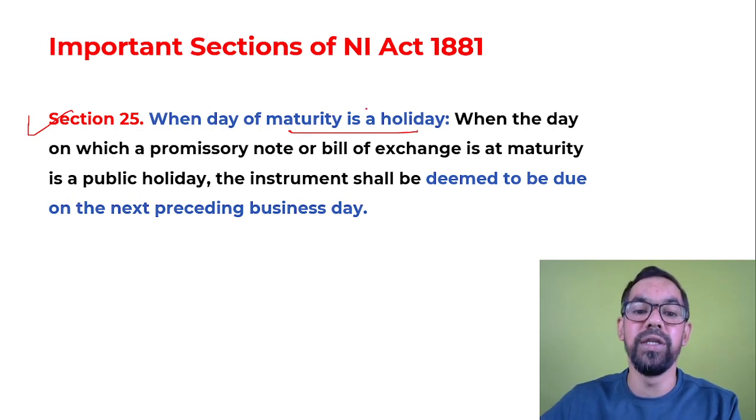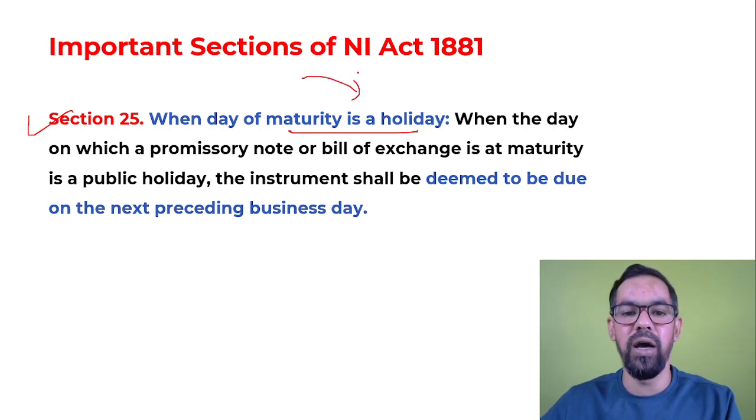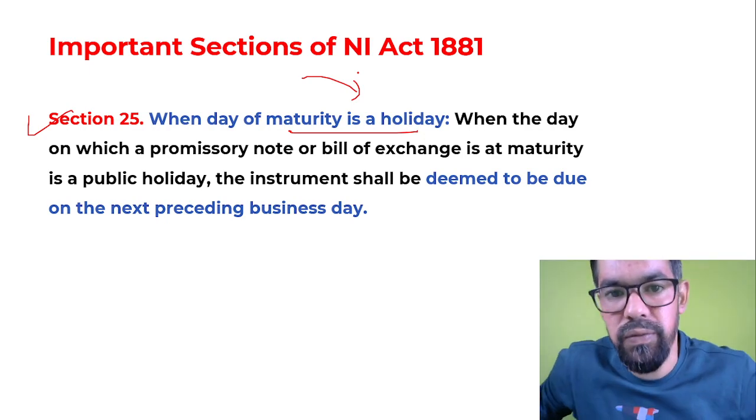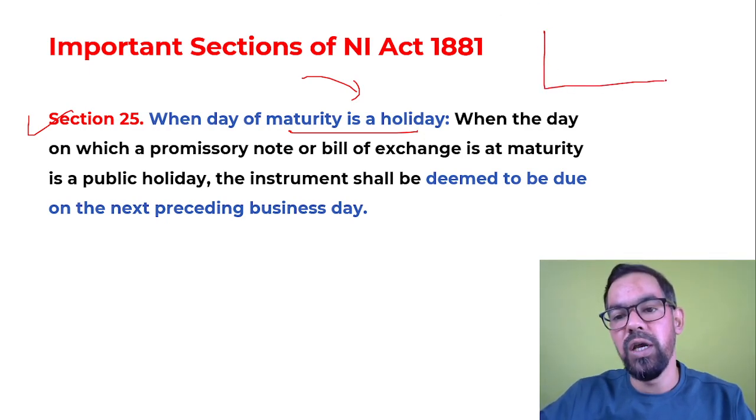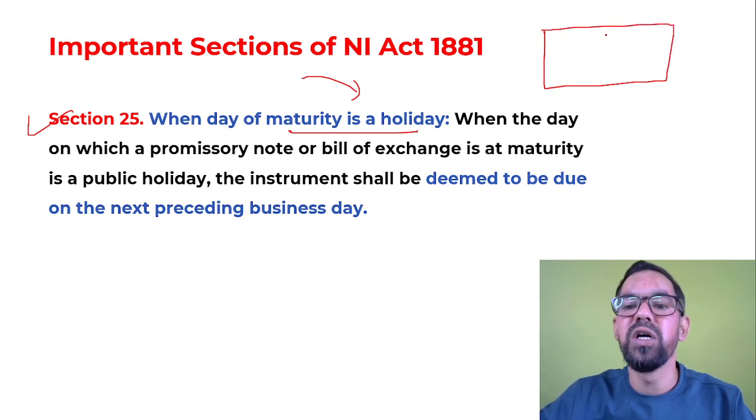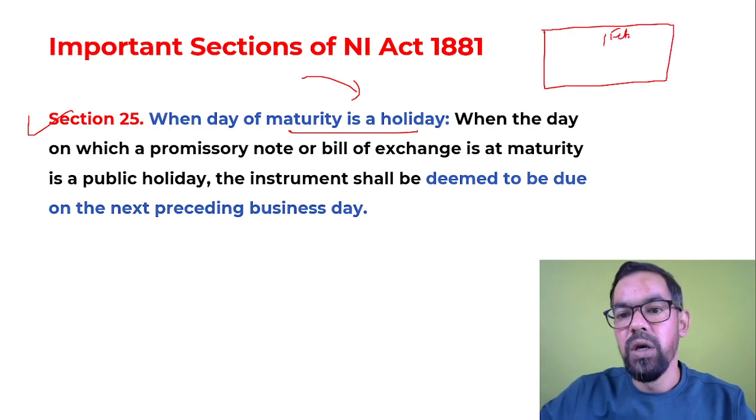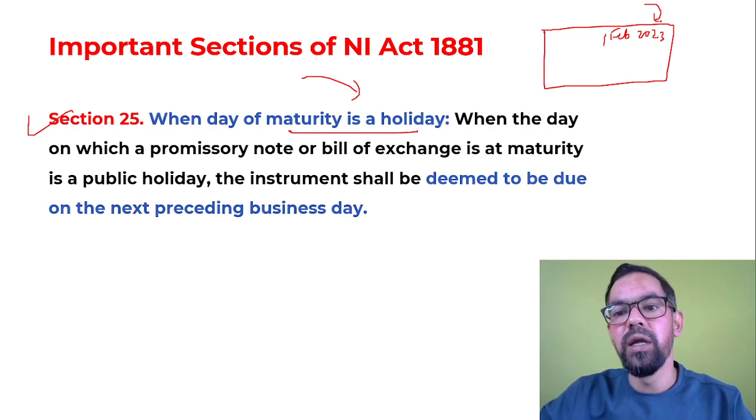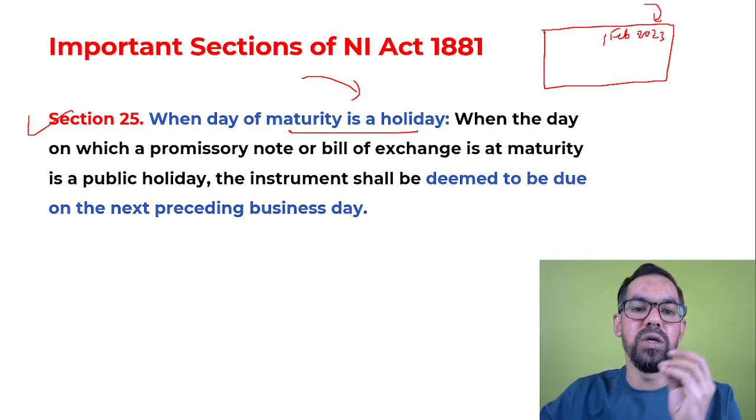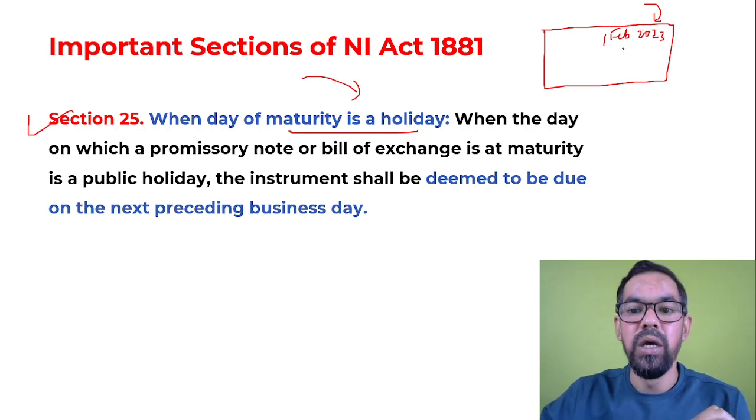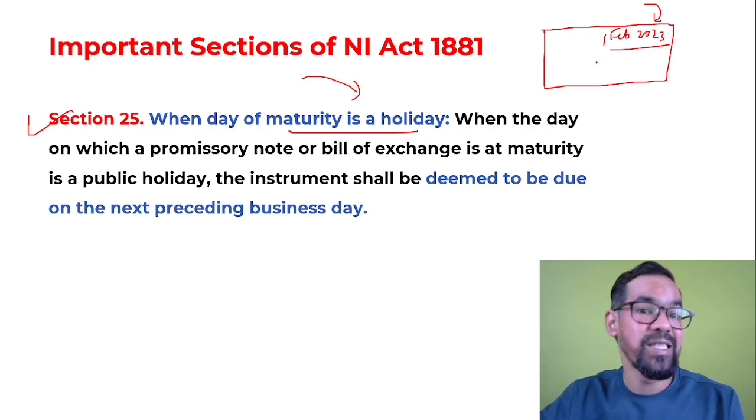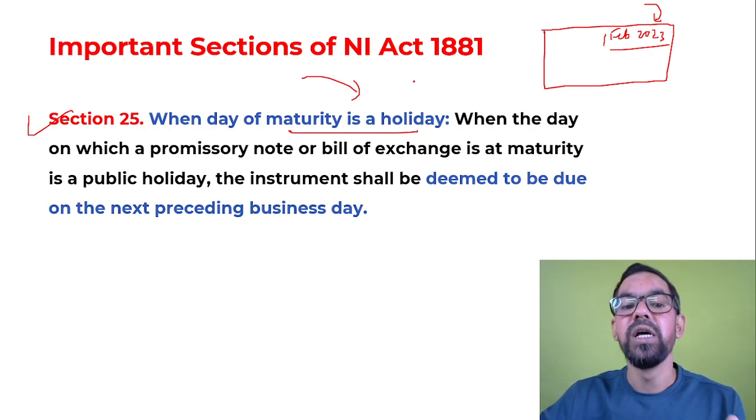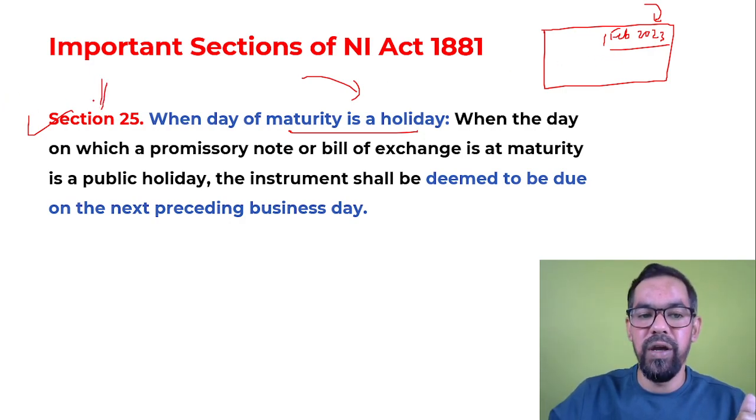Maturity is a holiday. So this is basically for all negotiable instruments. These sections are generally for all negotiable instruments. So let's say the date on this negotiable instrument is 1st February 2023, and there is a national holiday or a bank holiday on 1st February. What will be the next date for the encashment of that particular document? That is defined under Section 25.